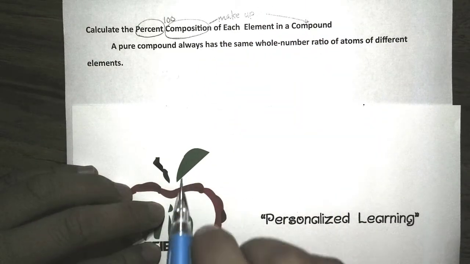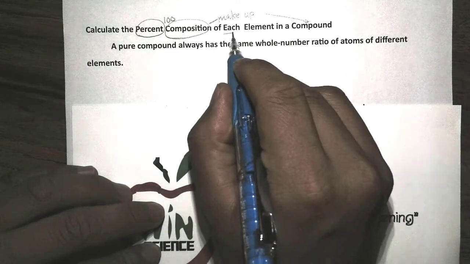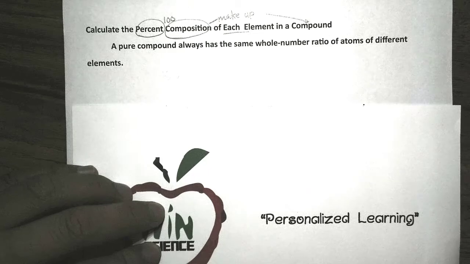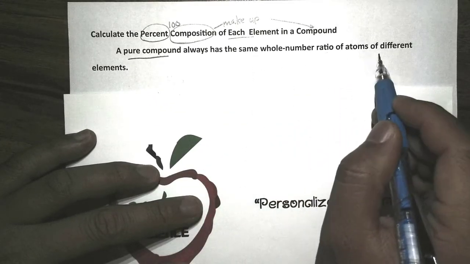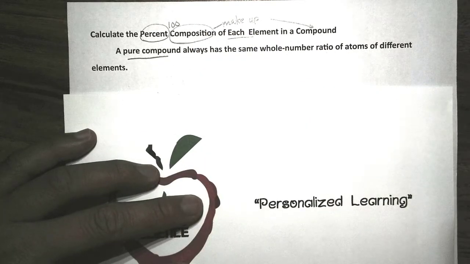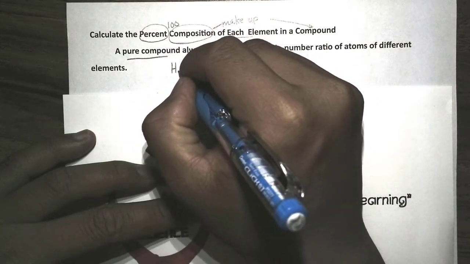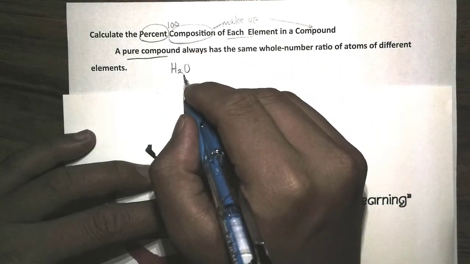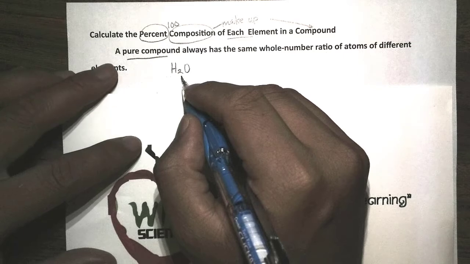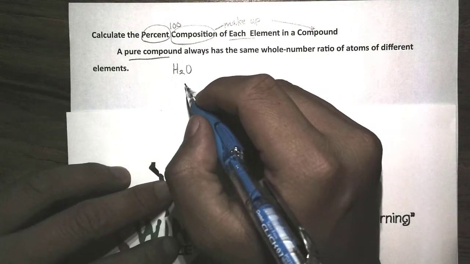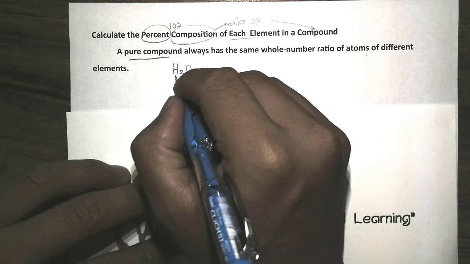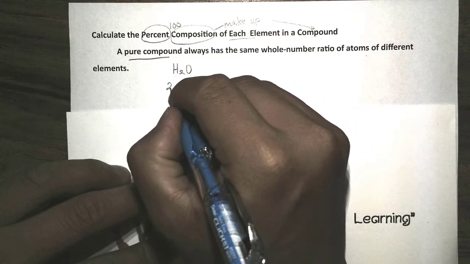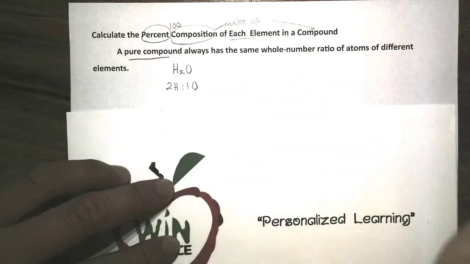Since we are looking for the percent composition of each element, we are looking specifically at each of the elements in the chemical formula that represents a compound. First of all, a pure compound always has whole number ratios of atoms of different elements. For example, the chemical formula of water is H2O. If we look at this formula carefully, you see that there is a whole number ratio of atoms. That is, the number of hydrogen to the number of oxygen is 2 hydrogen to 1 oxygen.